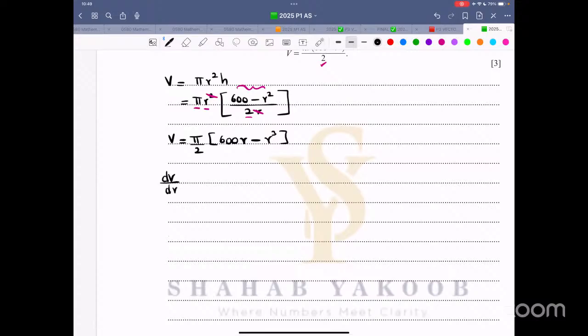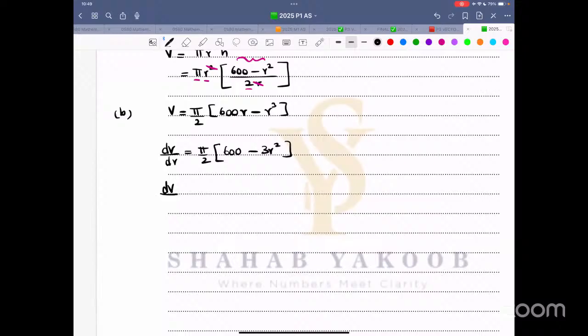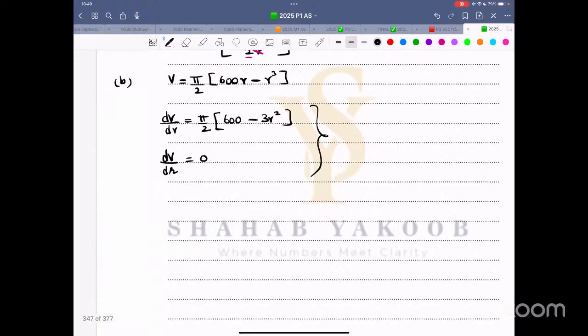So now I'm starting with part B. So dV by dr, pi over 2 remains as it is. 600r becomes 600. r cube becomes 3r square. So dV by dr equals 0. When you do this, pi over 2 disappears. 3r square equals 600. r square equals 200. Therefore, r is square root of 200.